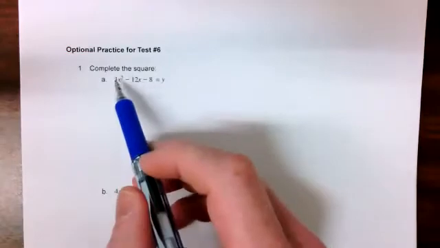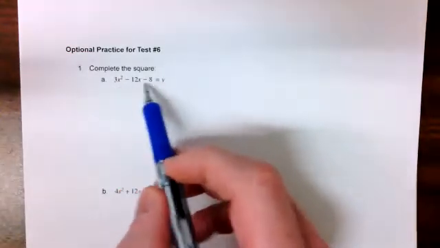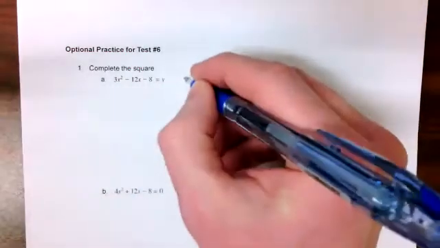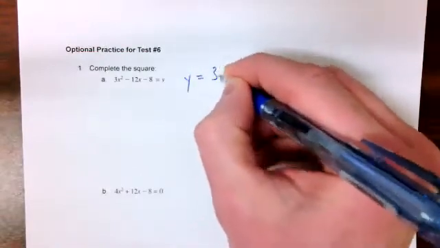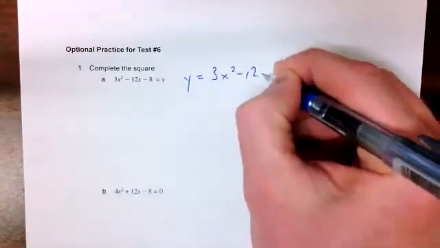First thing, it's in the ax squared plus bx plus c format, except the y is on the other side, which bugs me. So I'm going to change it. y equals 3x squared minus 12x minus 8.